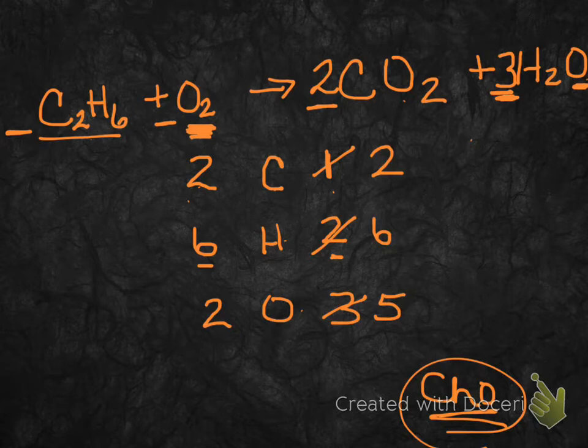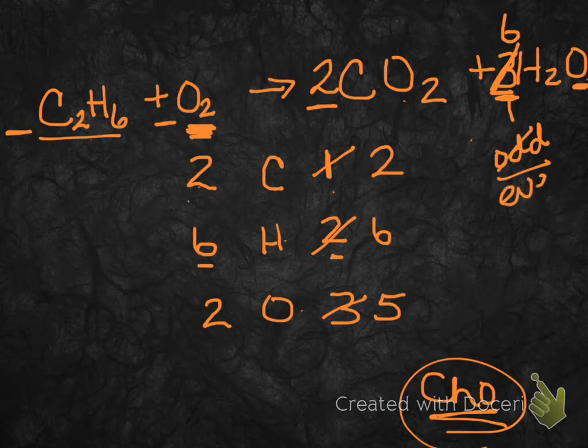The answer is no, because we can't use fractions as coefficients. We can't put 0.5 O2s. So anytime you end up with an odd coefficient in front of water, I want you to automatically just go back and double it so that we have an even number.